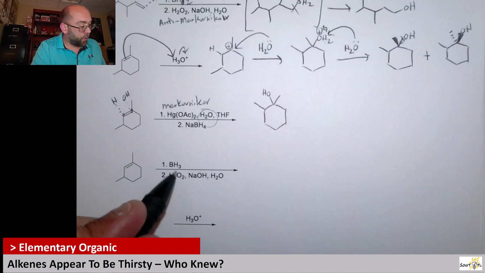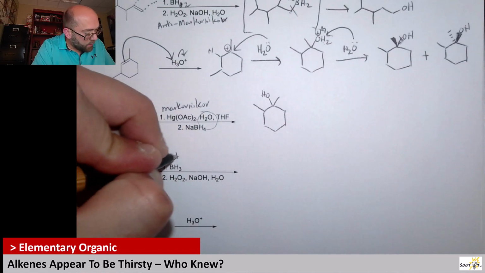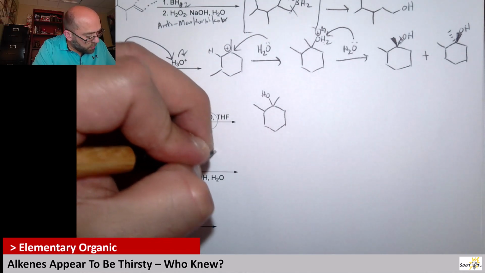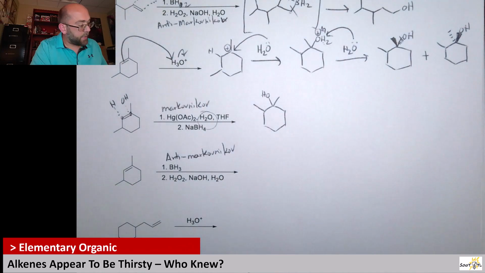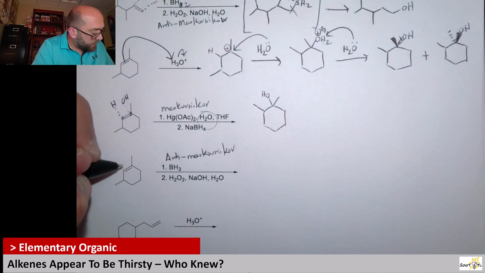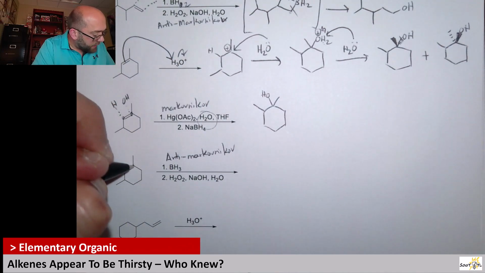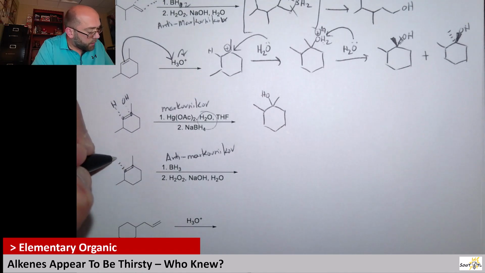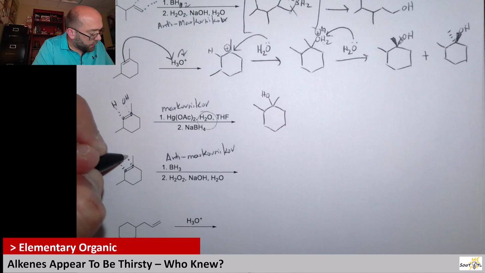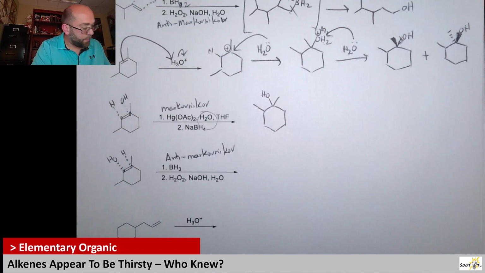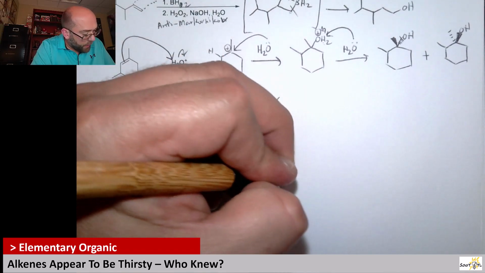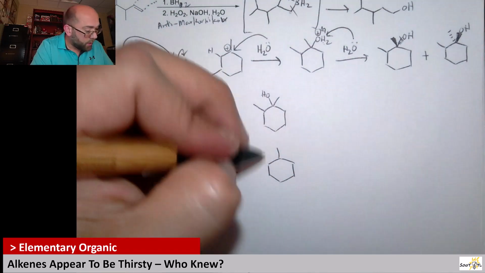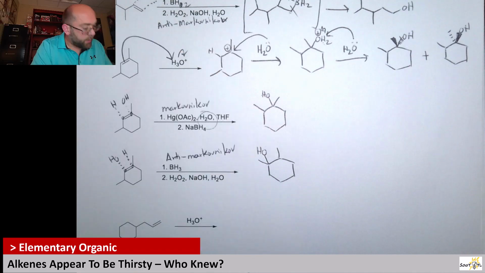Now the BH3, this is anti-Markovnikov. Right, and so when it lines up, that means it's going to put the OH at the less substituted carbon, which would be this one. So you're going to get OH here, and you're going to get H there, okay? So that product, because it's an addition, the pi bond disappears. All right, so it looks like that.